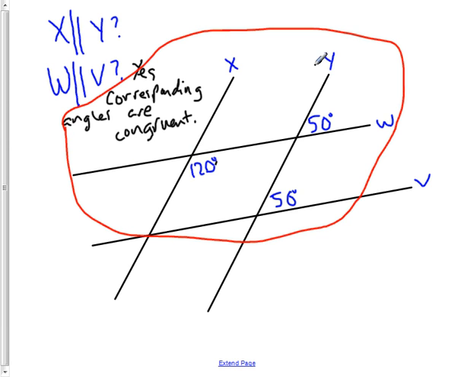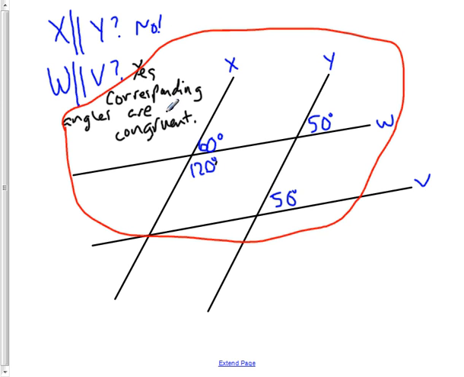So we've got two lines cut by a transversal. And if this is 120, then that means the one next to it has to make it add up to 180. They're supplementary. So that tells me that this angle right next to the 120 is 60 degrees, because 60 plus 120 is 180. Now, if we've got a 60 here and a 50 here, these are corresponding angles, and those are not the same. That means that X is not parallel to Y.